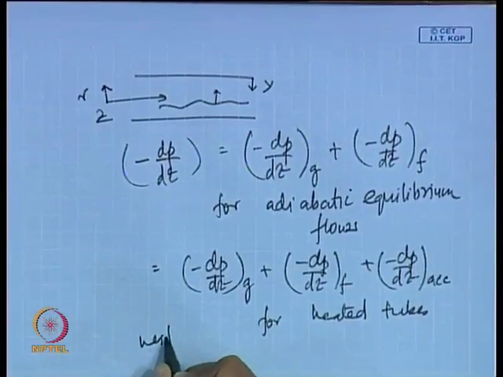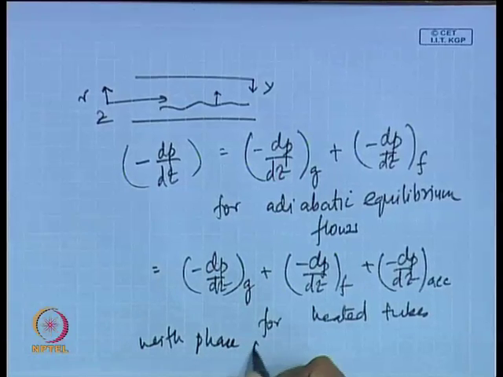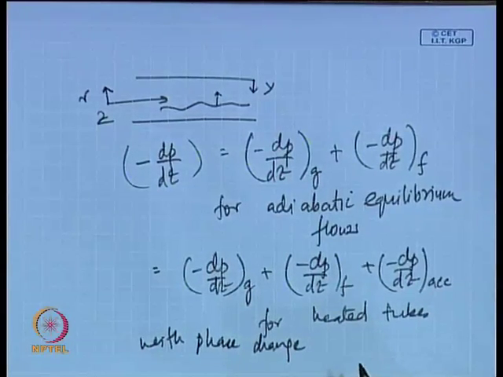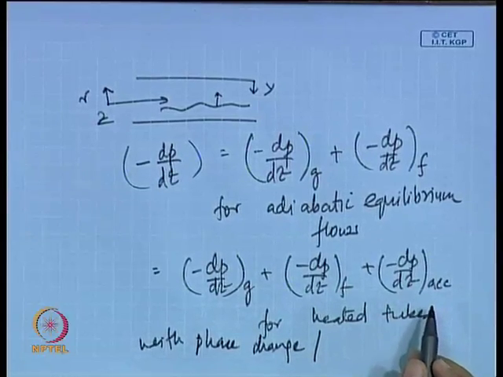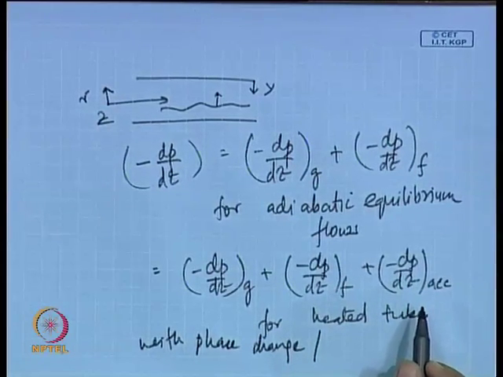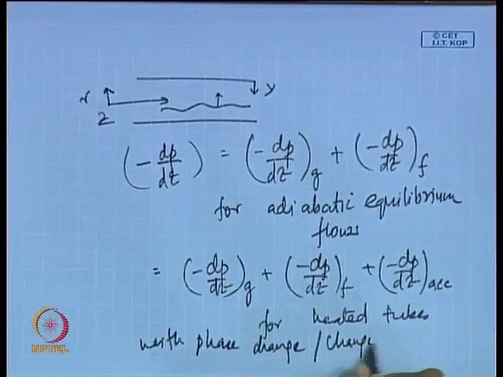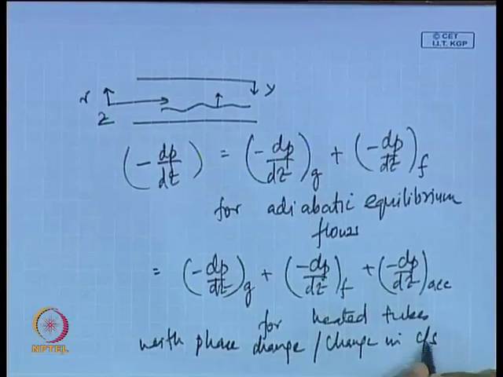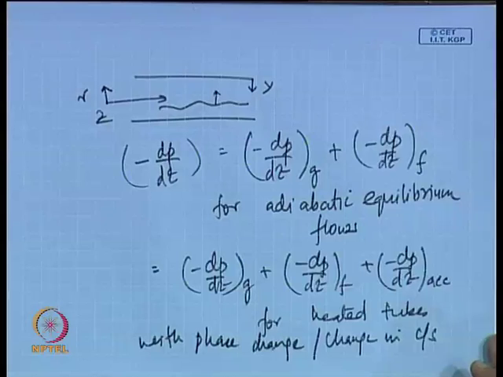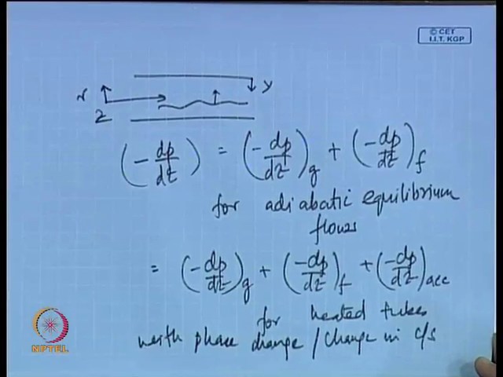So, for heated tubes with phase change, we have this acceleration pressure gradient, but under those circumstances it is no longer a single phase flow situation. Or we can also have this acceleration pressure gradient when there is any way to accelerate the flow. We can accelerate the flow by change of phase, definitely. There is one other way to accelerate the flow: change in cross sectional area. So, we can have this acceleration pressure gradient for heated tubes, or for expansions, contractions, etc.